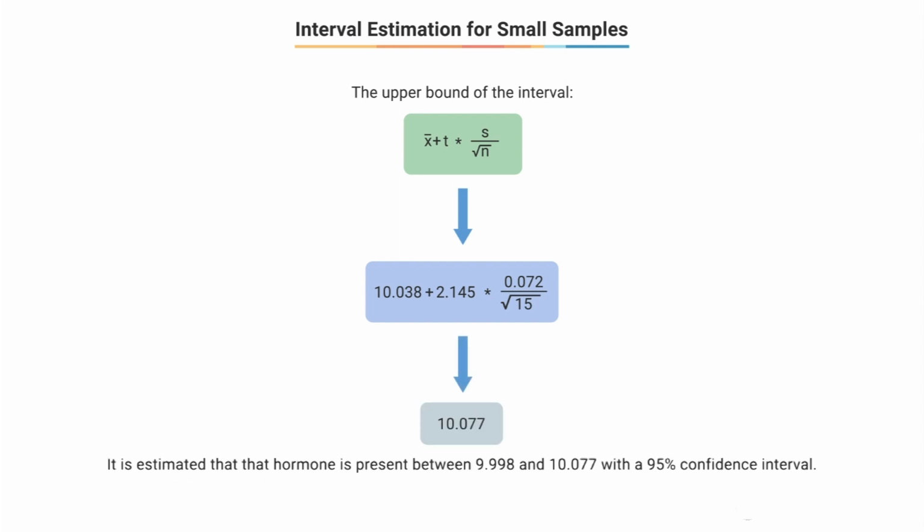So we can say that our confidence interval for the presence of that hormone lies in the range of 9.998 and 10.077 with a 95% confidence level. So let me quickly recap what you have learned in this video.